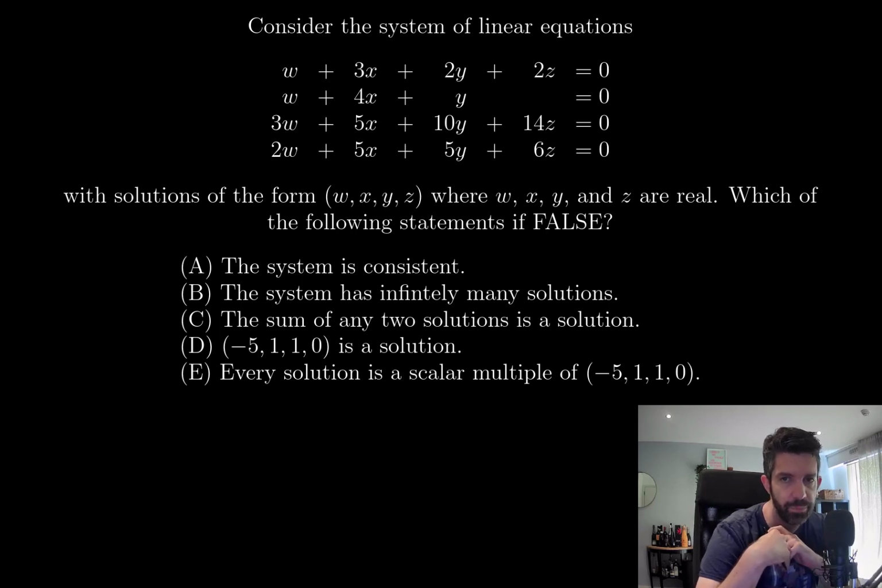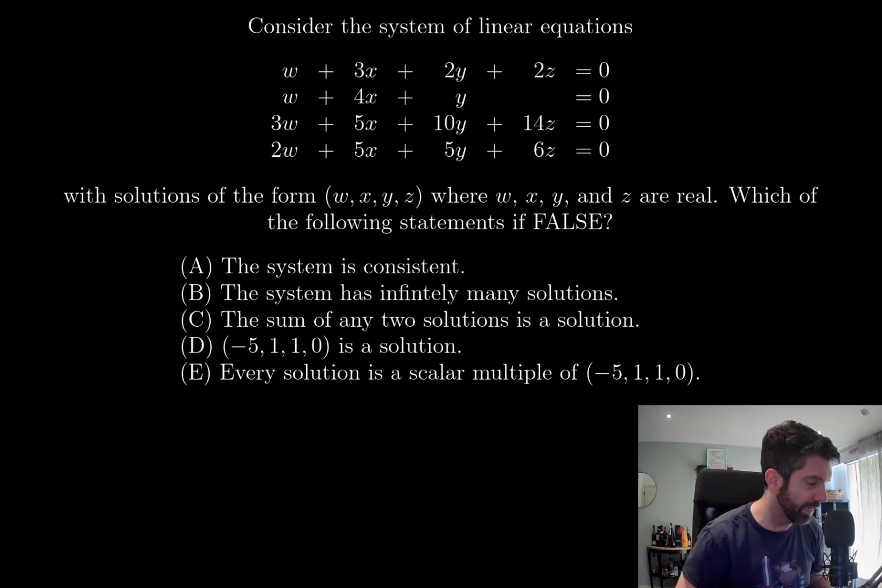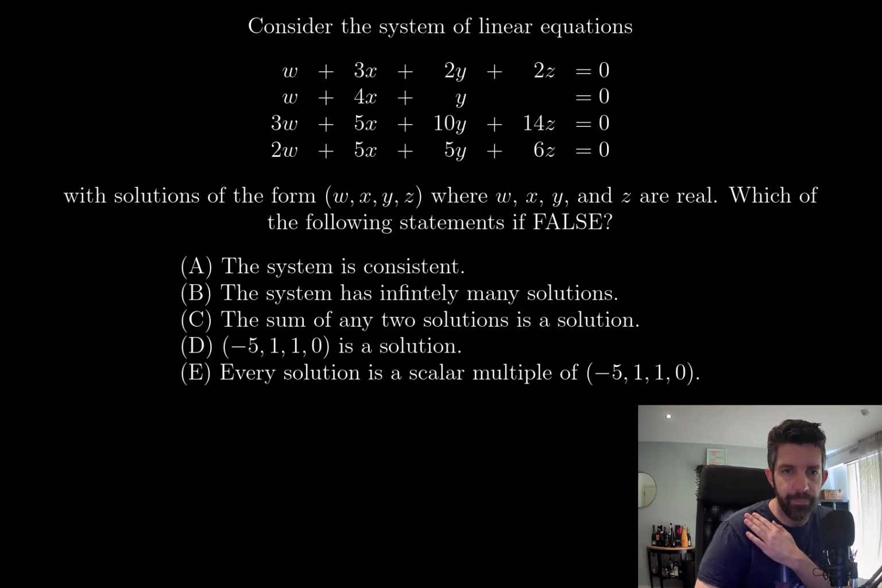An inconsistent one would be where you have a system of equations where they cannot all be satisfied at the same time. Part B, the system has infinitely many solutions. Well, this is probably true. I mean, just based on the context of the type of exam we're being asked this in, there's probably more than one solution to this. 0, 0, 0, 0 is probably not the only solution.